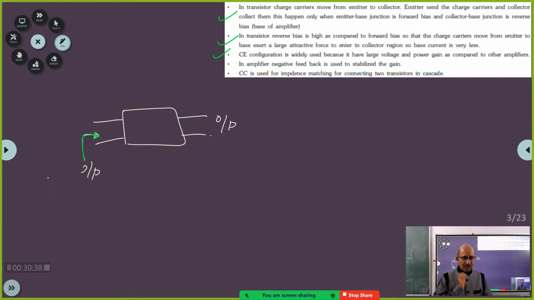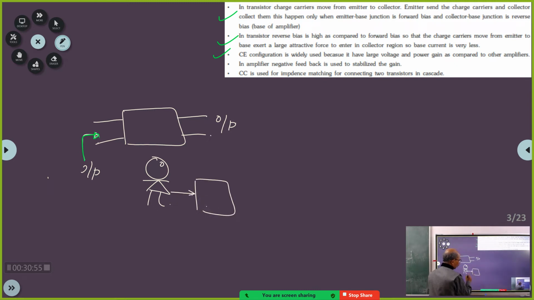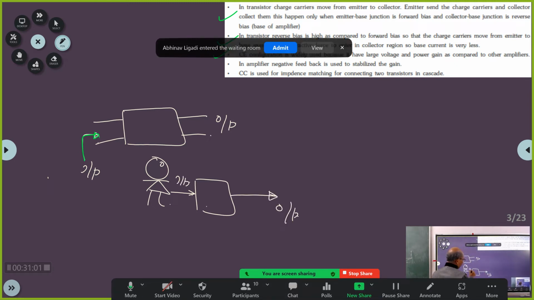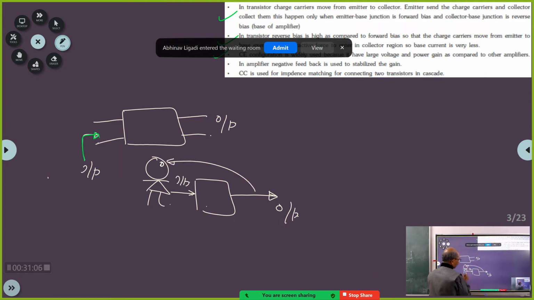So here you see, in any system, you have got eyes, and you have given input to a system. You are giving the input to the system, and there is some output. Now, what will your eyes do? They will observe this output, see what the output is, and accordingly you will adjust the input. Correct?